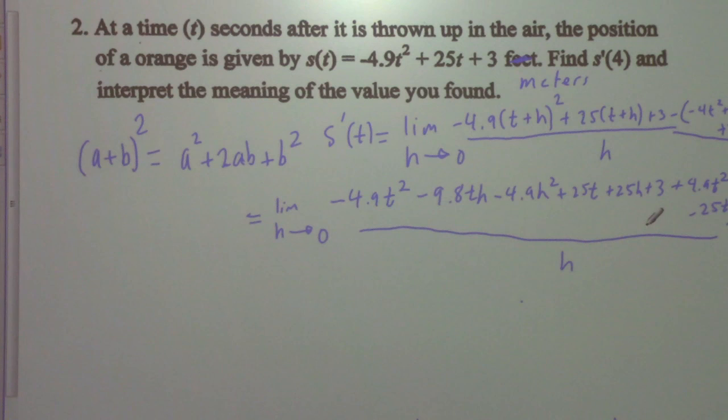And so now you cancel out what you can, and this will cancel that. What else cancels? The 25t and minus 25t. Minus 3 plus 3. Minus 3 plus 3, good catch. So now that's going to be equal to a limit as h approaches 0 of negative 9.8th minus 4.9 h squared, and then we'll have plus 25h. Is that all we have left? That's it, right? Just those three things, and all that over h.